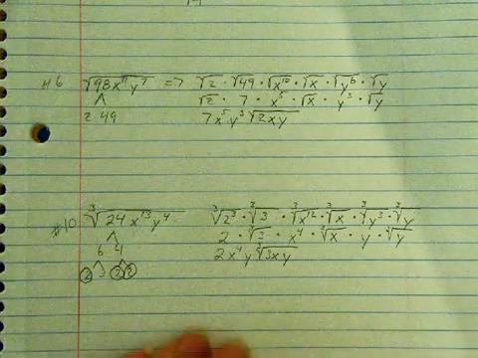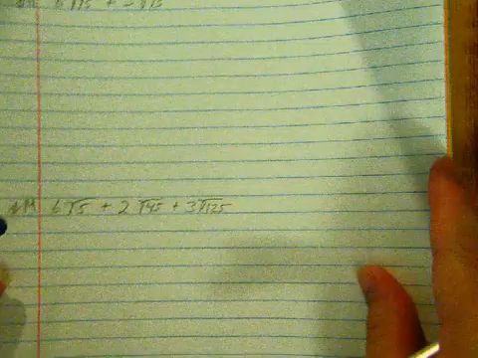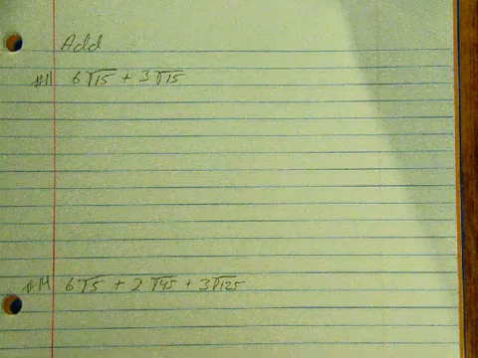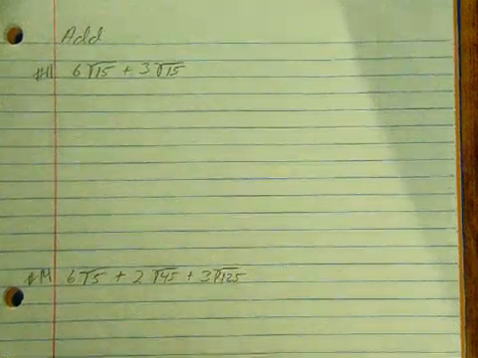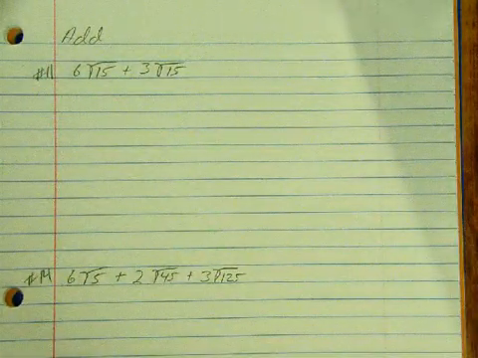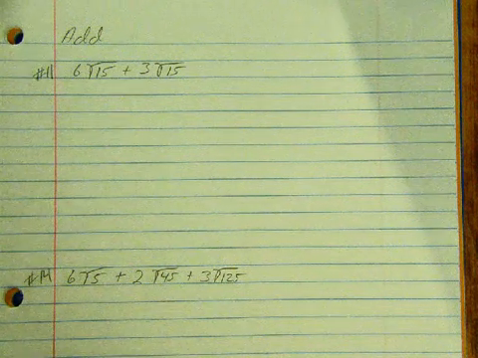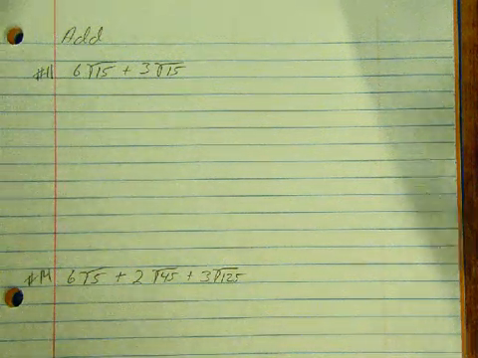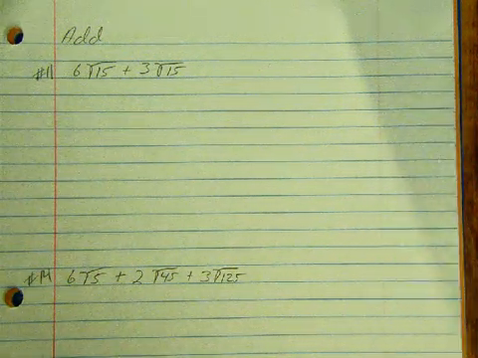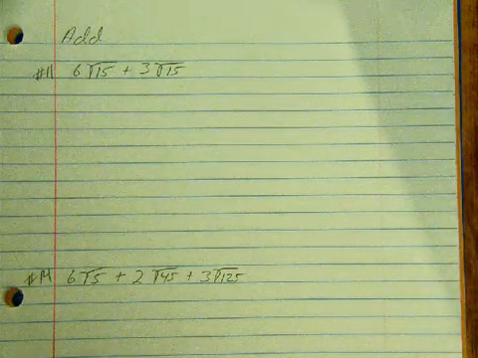Okay? All right, so the next thing that we're going to do is we are going to be adding radicals. So in order to add radicals, you have to have the same number underneath the radical symbol, and it has to be the same radical. So if it's a square root, they all have to be square roots. They have to be the same square root.